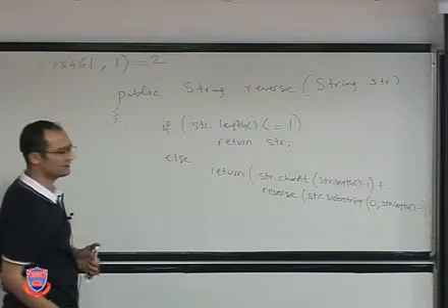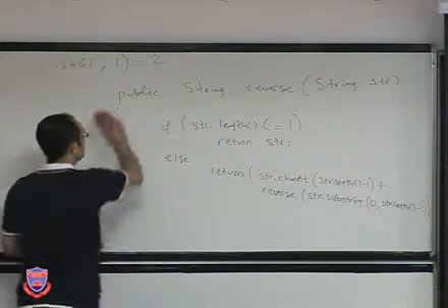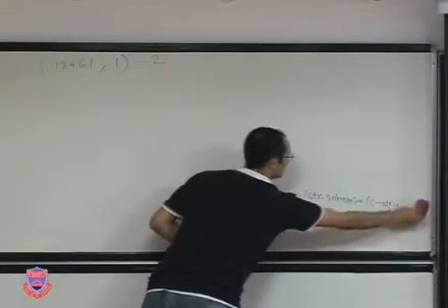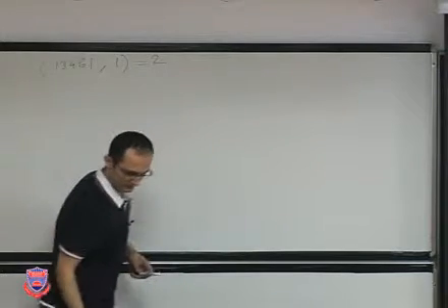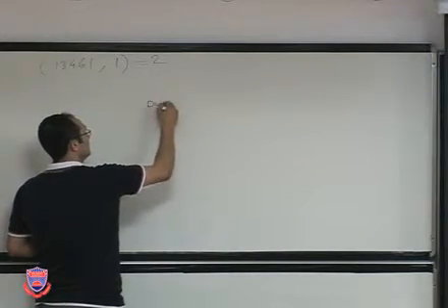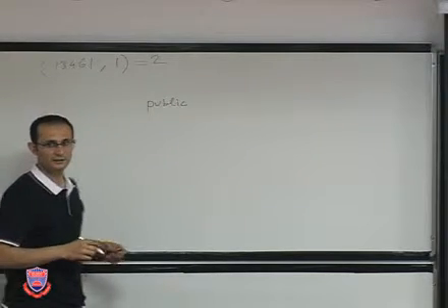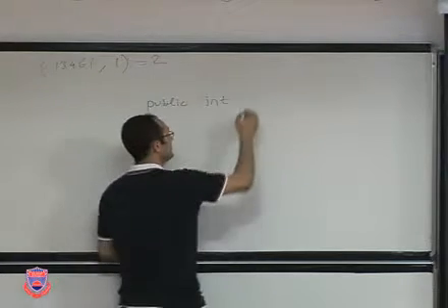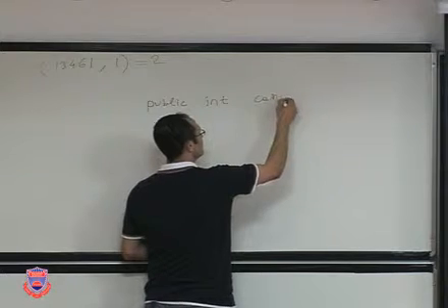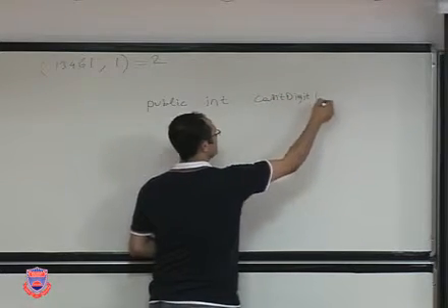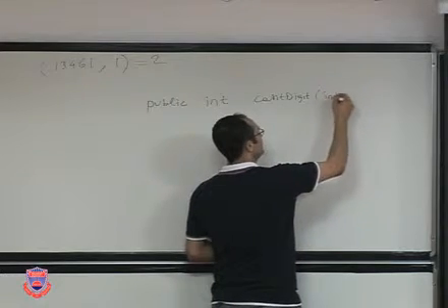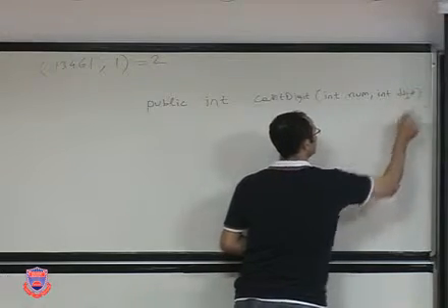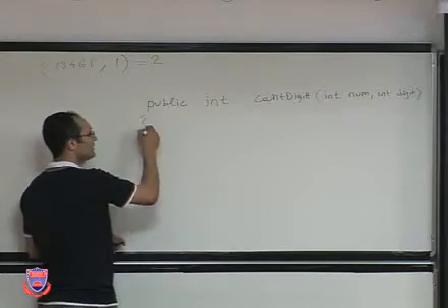You're supposed to write this in a recursive manner. How can you write it? So what am I going to return? Public int, so that I will return an int value, and then let's say countDigit, and then I have the number int num, and then I have int digit. So how are you going to compute this?